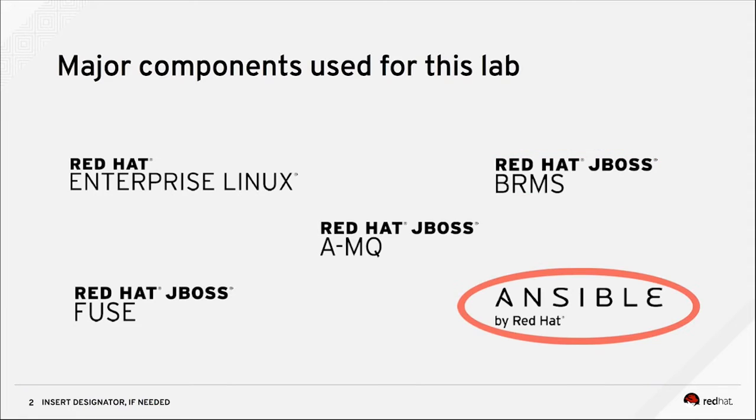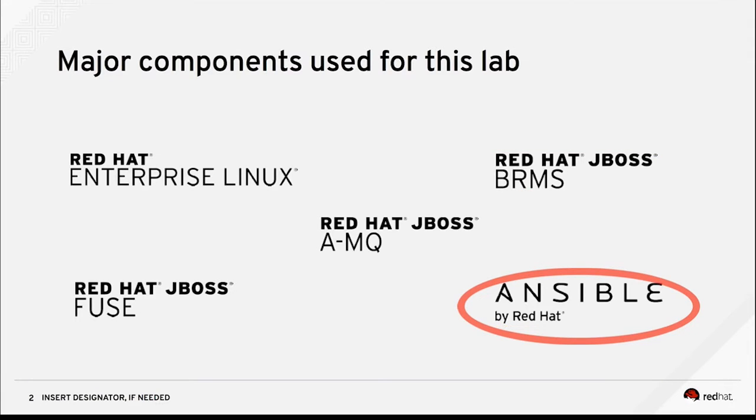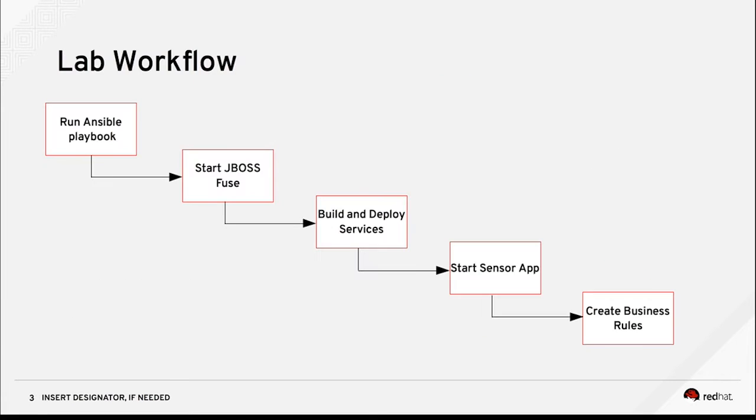We'll be using the Ansible automation tool for provisioning our gateway. Let's look at the lab workflow. On the host machine, we'll be using the Ansible playbook to build the gateway. Once it's complete, we will switch over to the gateway that we just provisioned.